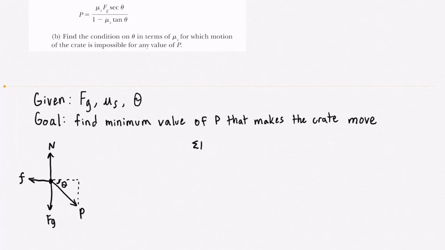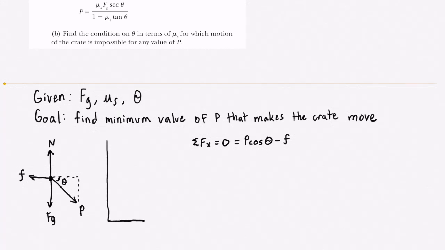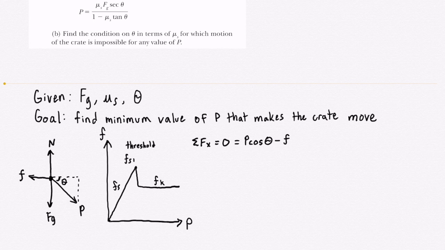At the threshold, the net force will be 0 because the moment before the crate moves, it is in equilibrium, so we set the net force equal to 0. As applied force P increases, static friction increases until it reaches its limit, static friction max, where motion then occurs, as shown in the graph. Fs, static friction, is less than or equal to μs times the normal force, but at the threshold, the static friction is at its maximum. So static friction max equals μs times the normal force.